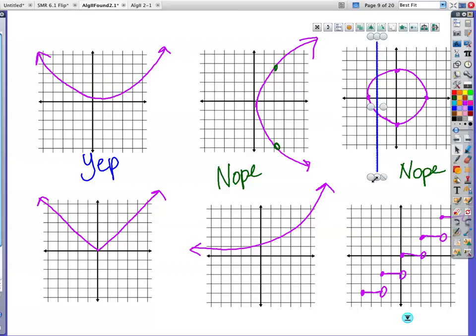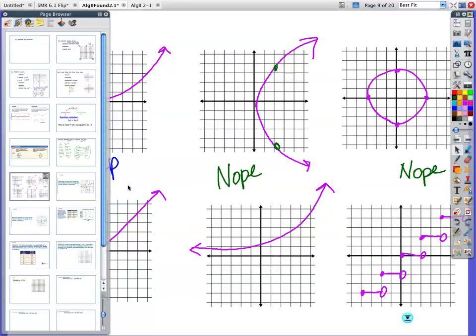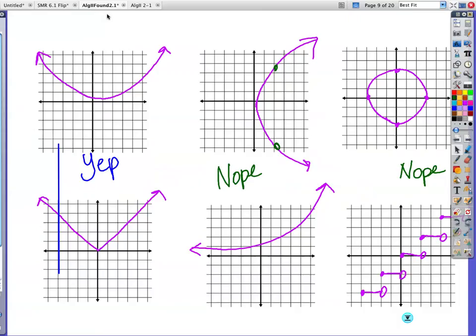Bringing my vertical line down over here. Moving it across. Moving this line across. It's only in one spot. We call this a function. Yep.